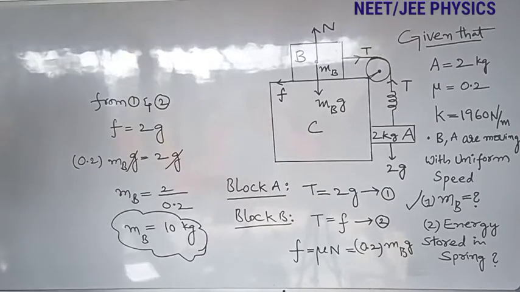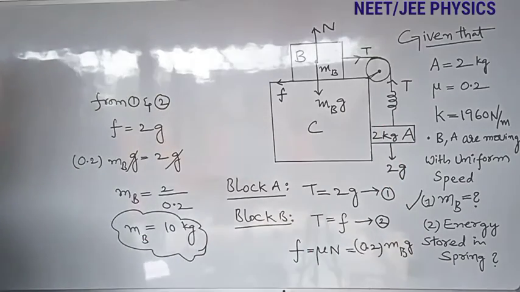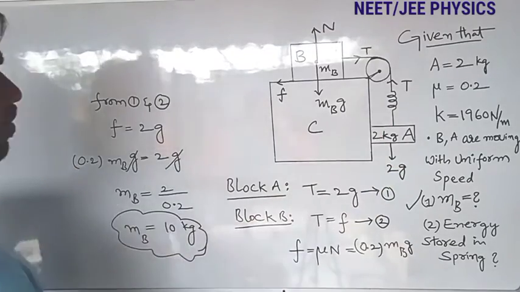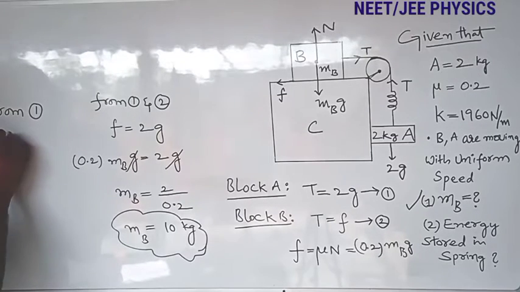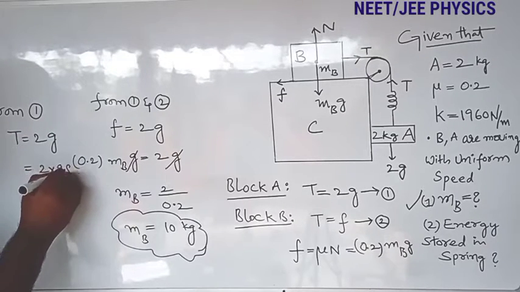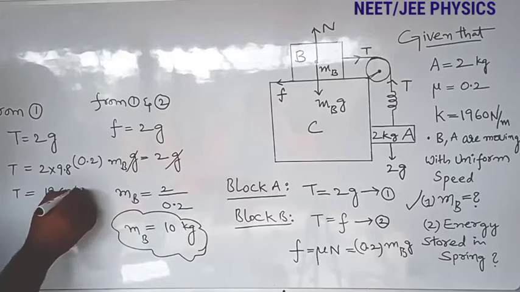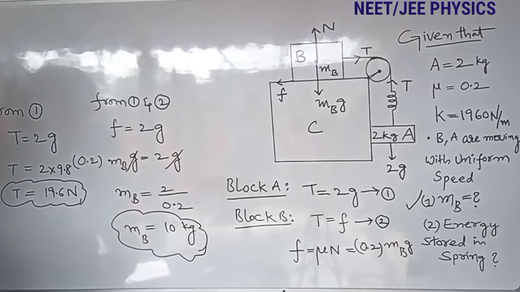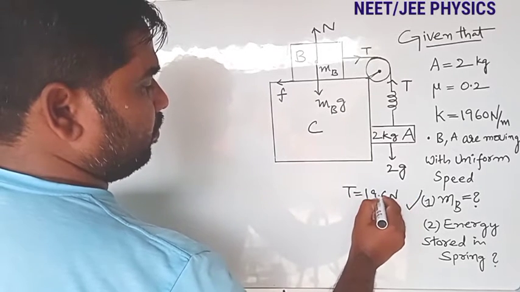The next question is the energy stored in the spring. In this spring, what is the energy stored? We need to find that. For that, find the tension. To find the tension, from equation 1 what can we write? T equals 2G. Here T equals 2 into 9.8, which is equal to 19.6 Newton. Here the tension is 19.6 Newton.